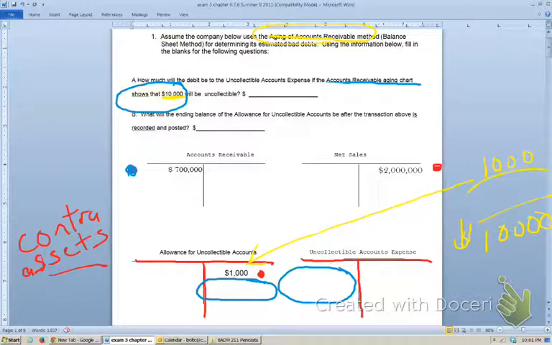Why? Because it tells us that the aging accounts receivable shows that $10,000 will be uncollectible. And so we want this balance to be $10,000. So it's a simple algebra equation of the fact that we have to add another $9,000 to make our allowance current and up to date. So let's make that very simple entry. And what we find then is that we debit $9,000 here.